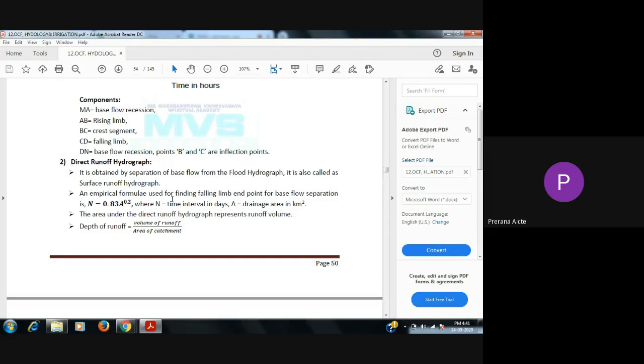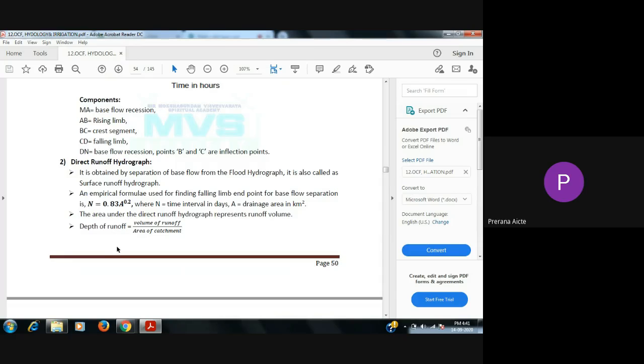The formula for finding the falling limb endpoint, or base flow separation, is N equal to 0.83 A power 0.2, where N is the time interval in days. For example, if the flow is continuous for 20 days, N equals 20. A is the drainage area in square kilometers; only then is this formula applicable. The area under the direct runoff hydrograph represents the runoff volume.